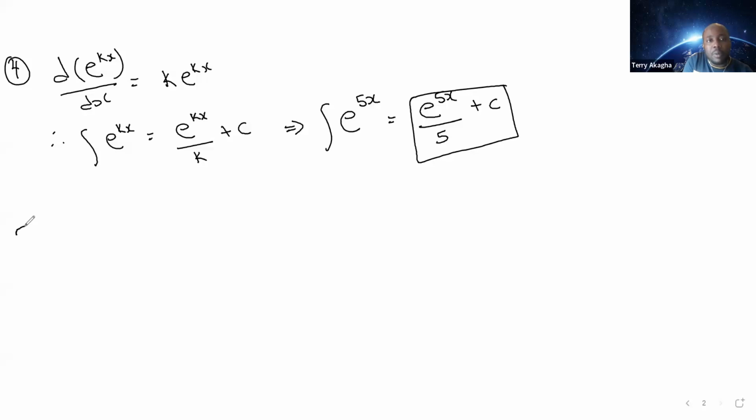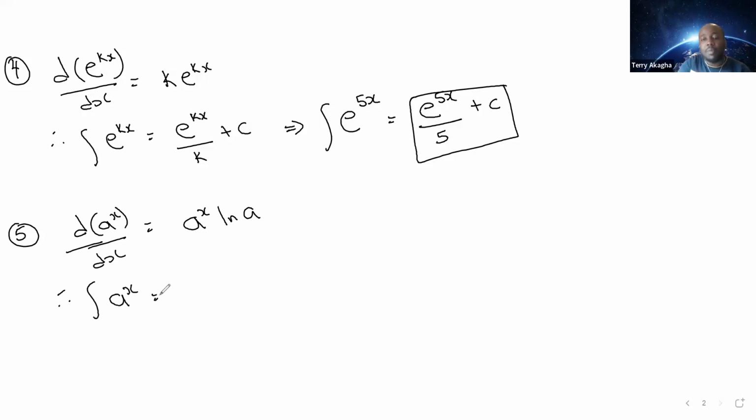Then the last one for this time, let's say I told you to differentiate a raised to the power x. Remember in the video, I told you that differentiating a raised to the power x gives you a raised to the power x ln a. This is what we talked about in the previous video. But what if we are told to integrate a raised to the power x? In this case, instead of multiplying by ln a, this time you would divide it by ln a plus c. Can you see?